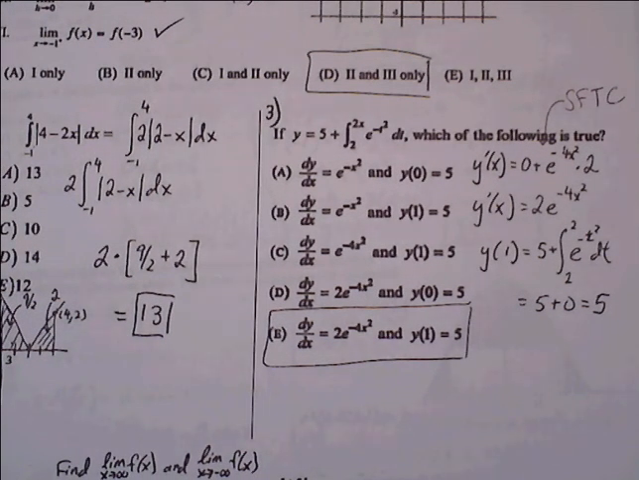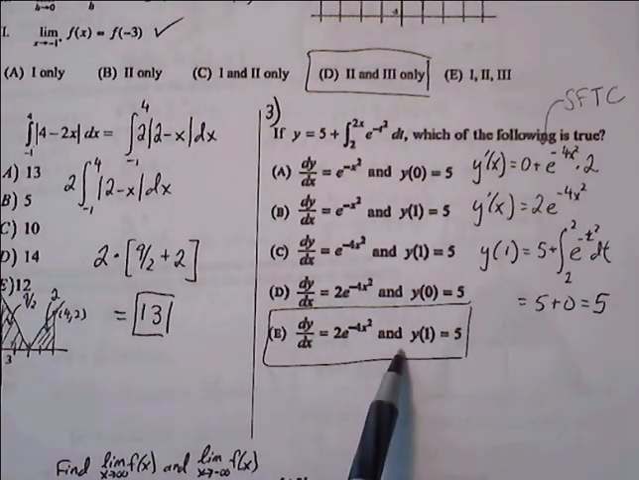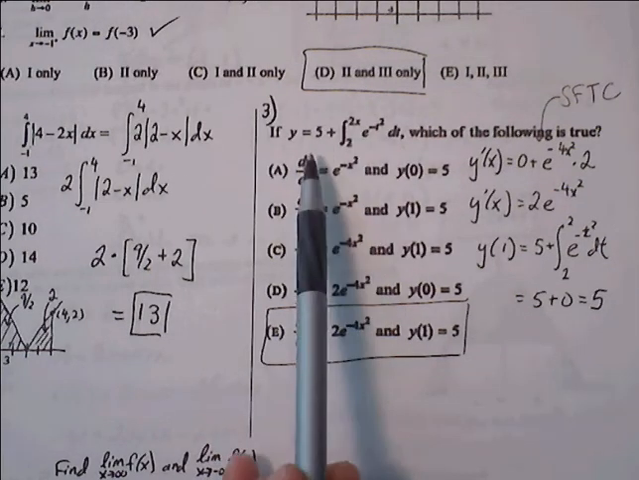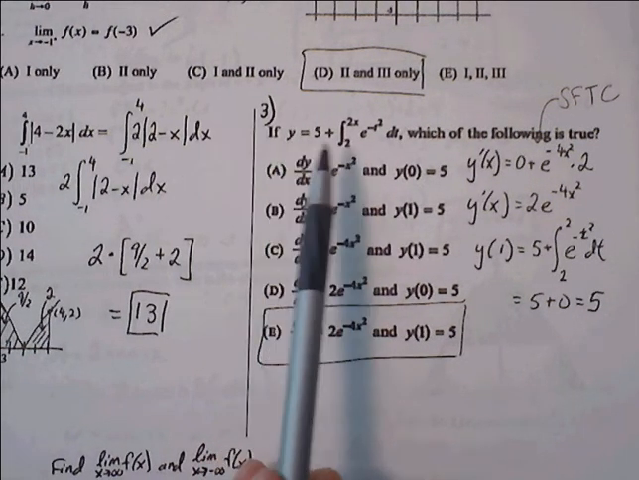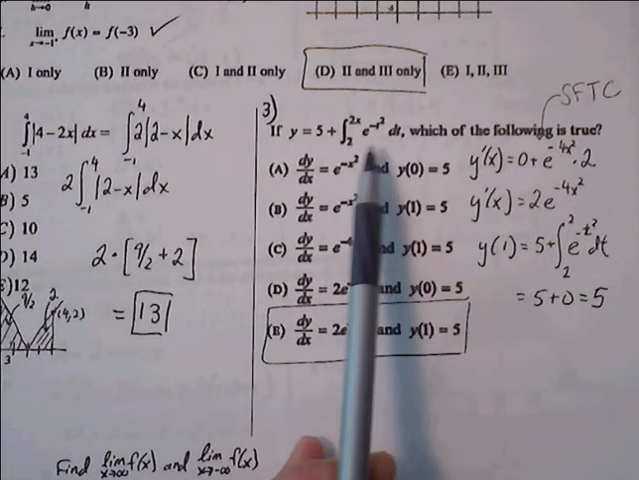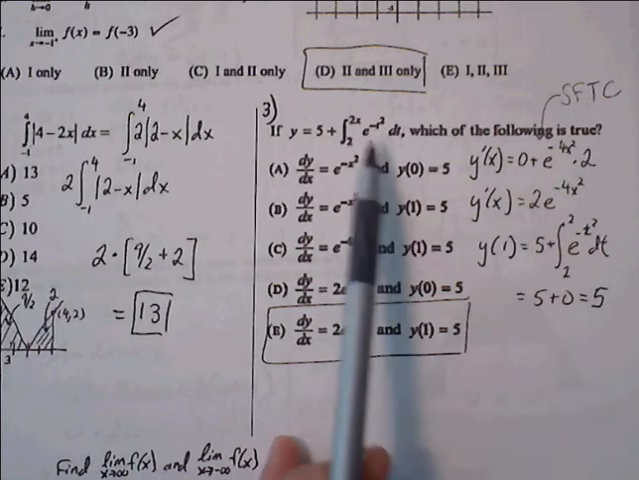Number 3, y is equal to 5 plus the definite integral from 2 to 2x of e to the negative t squared. Which of the following is true? We're asking for the derivative function, and we're also asking for what is y of 1 equal to. So the derivative of this function, let's take one term at a time. The derivative for 5 will be 0. The constant will go to 0.